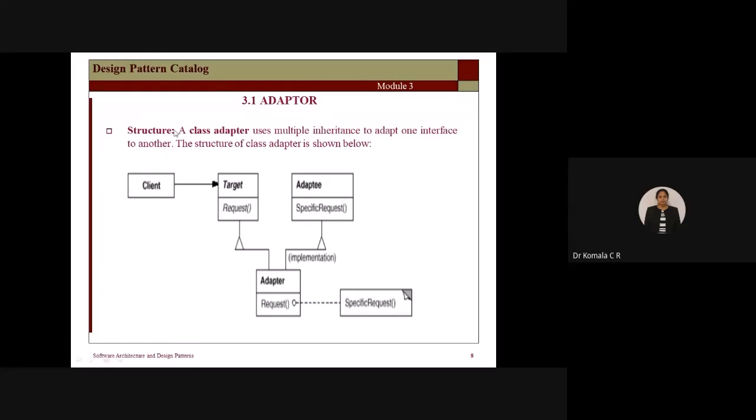So moving to the next section, structure. A class adapter uses multiple inheritance to adapt one interface to another. I'll take a class named adapter. I'm going to take whatever necessary classes, abstract class, all that, to complete the structure of the class shown below. Let us see what are the different classes we come across here with respect to structure.